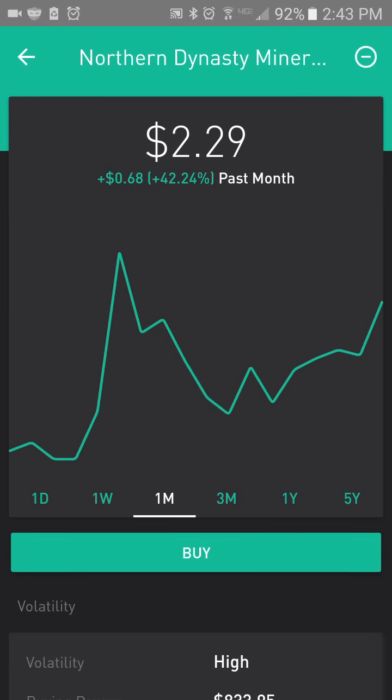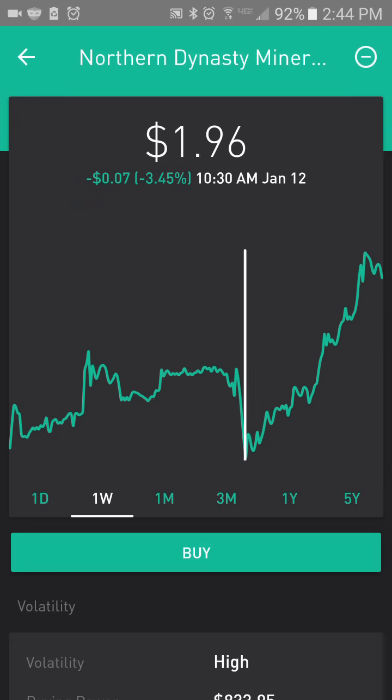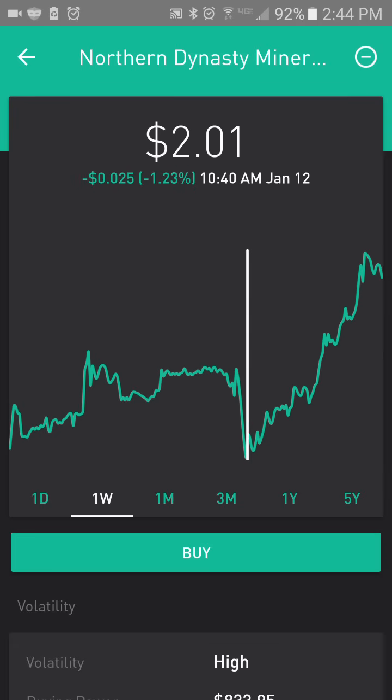This looks good on a 3 month chart, a 1 month chart, 1 week chart, and a day chart. And now when I look at this, I like to look at the 1 week charts to see where it traded in that week. I always look at where it was the lowest in the week. So it looks like around $1.96 right here, the lowest point.